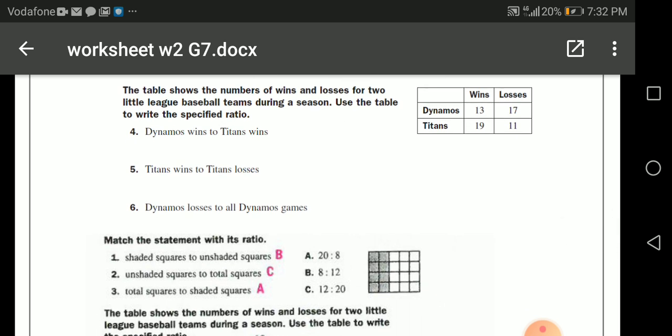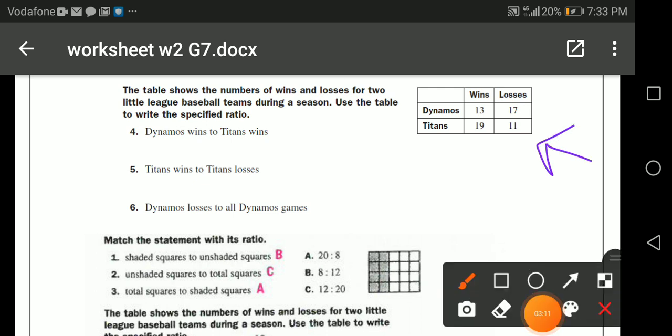The table shows the number of wins and losses for two Little League baseball teams during a season. Use the table to write the specified ratio. Okay, I have here, as you see, this table that gives me wins and losses, Dynamos and Titans. I think they are games here. Dynamos wins to Titans wins. Dynamos are 13 to Titans wins, which are 19. So I've got here 13 to 19, right?